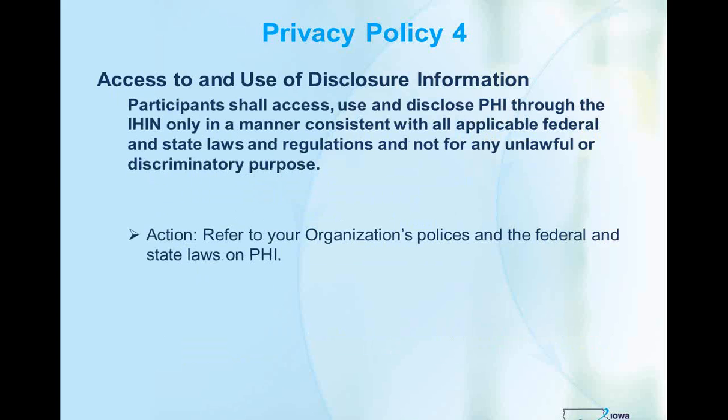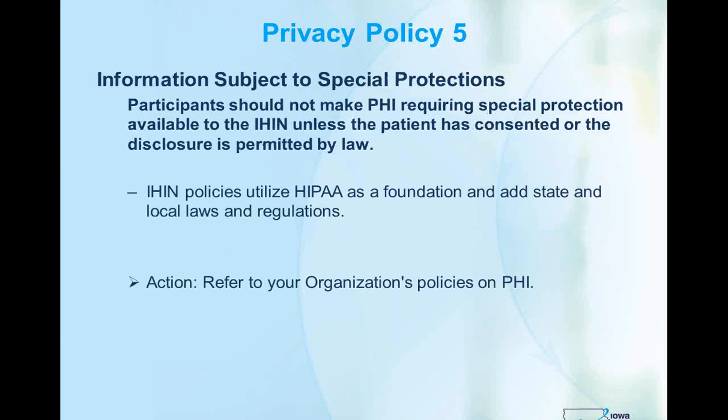Privacy Policy 4, Access to and use of disclosure information, specifies that organizations only access, use, and disclose protected health information through the IHIN only in a manner consistent with federal and state laws and regulations. We recommend that you refer to your organization's policies along with the federal and state laws regarding PHI. Privacy Policy 5, Information Subject to Special Protections, specifies that organizations should not make protected health information requiring special protection available to the IHIN unless the patient has consented or the disclosure is permitted by law. IHIN policies utilize HIPAA as a foundation for their privacy policies along with state and local laws and regulations.